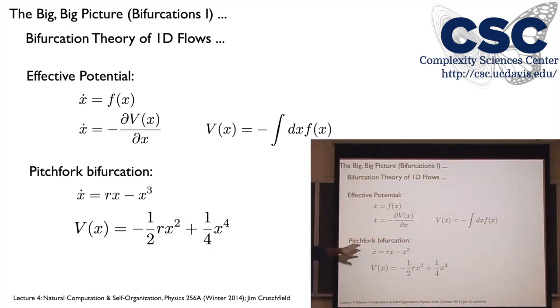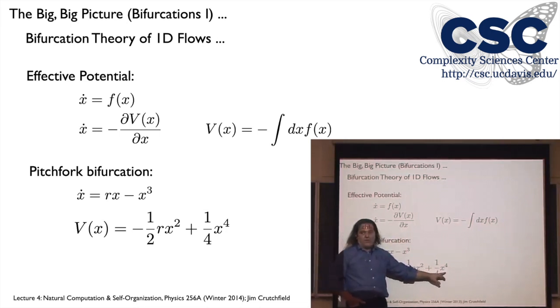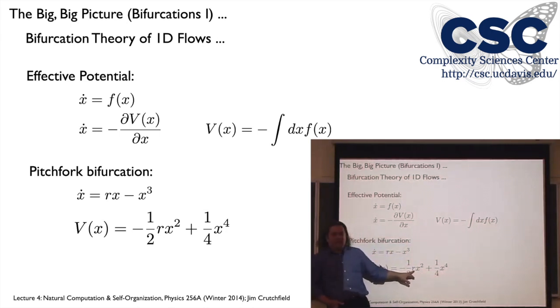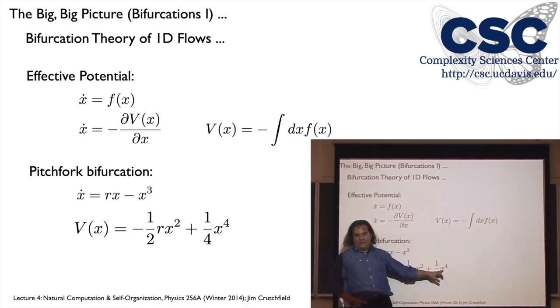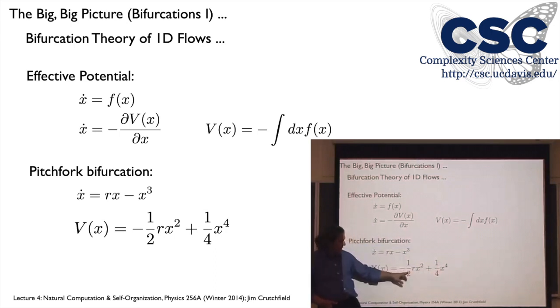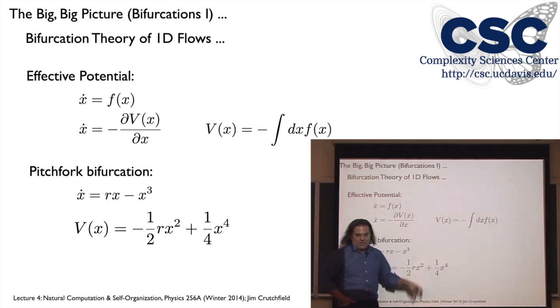Now, why do I mention it? Well, in the case of this pitchfork bifurcation, I have this rx minus x cubed. When I integrate that, I get an x squared term and an x to the fourth term. At least that looks like some kind of superharmonic potential. Again, this isn't a second order system, but you can think about it that way. And this second quadratic potential well is playing off against a fourth order potential well. And as a function of r, it's going to change, like dominate or not dominate.